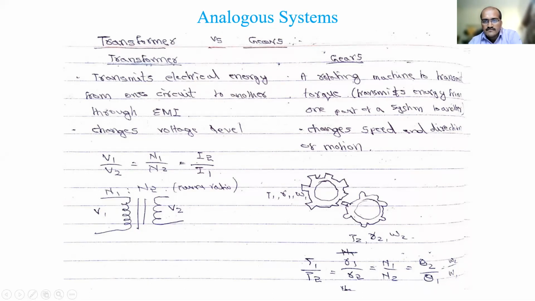So what does it indicate? It will change the speed of the vehicle, right? So that is a rotating machine to transmit a torque. Okay, in short we call that a gear, or it is transmitting energy from one part of a system to another. Okay, so what it will basically do is change the speed and direction of motion.